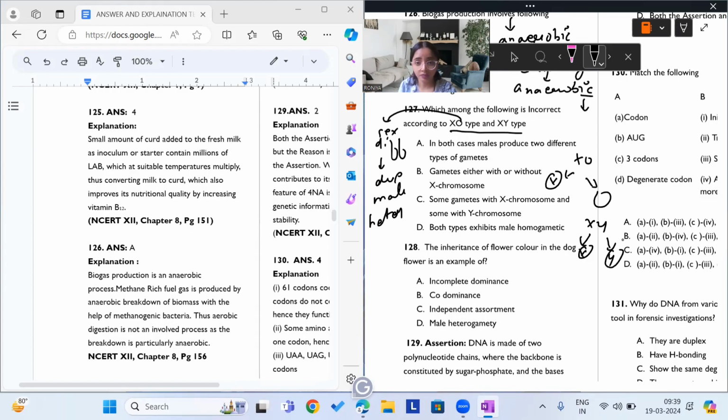Option 1 says, in both cases, males produce 2 type of gametes. Yes, this is correct. Gametes either with or without X chromosome. Yes, this is also correct. Some gametes with X chromosome and some with Y chromosome. Both types exhibit male homogamety? No, just now I told you it exhibits male heterogamety. So this is incorrect. As this question is saying, find the incorrect statement. Option 4 is the answer.